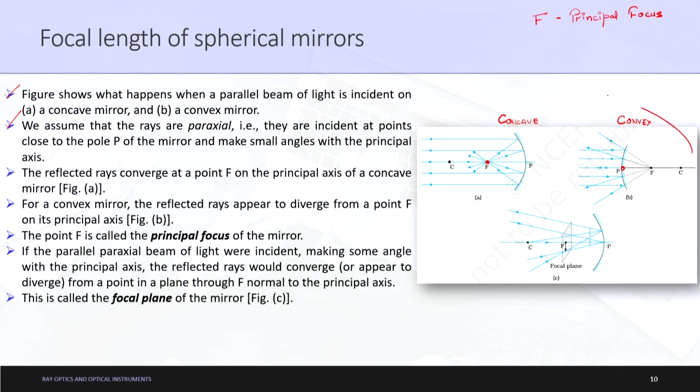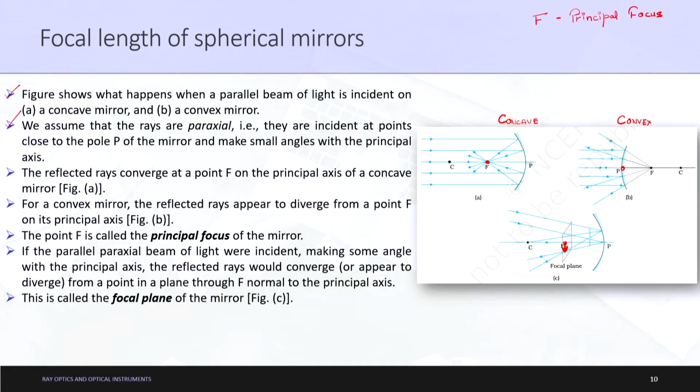Everything which has been explained here is written in a single line. So, if the parallel para-axial beam of light were incident making some angle with the principal axis, as you can see, these were all para-axial rays. But sometimes, as you can see in this figure, the rays are not always parallel to the principal axis. What will happen in that case? Does it always converge at point F only, or does it change to some other point, or does every incident light attain a point which is not F? So, what actually happens is that the point just shifts.